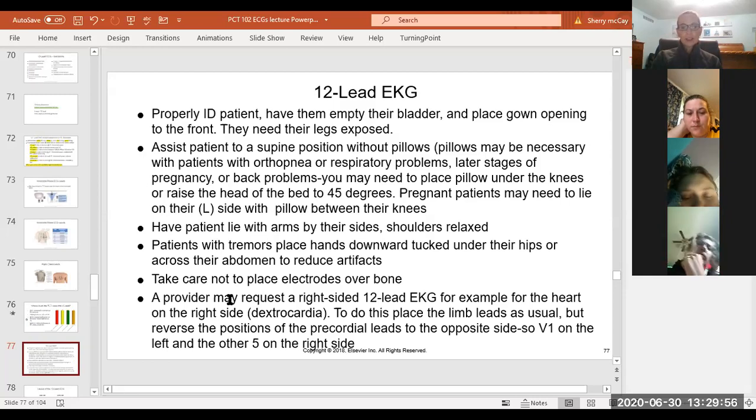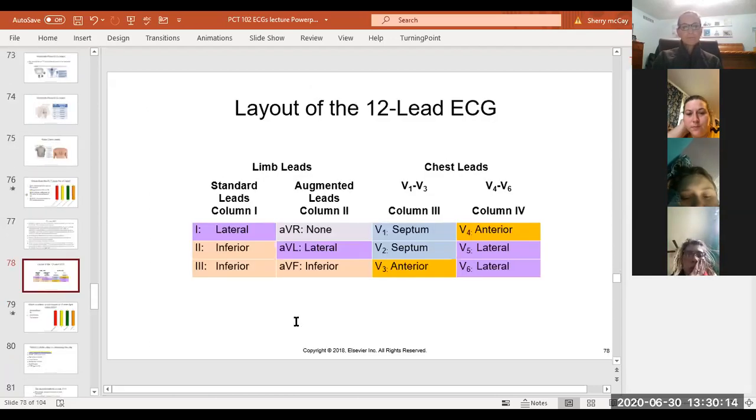And I talked about this already. A provider may request a right-sided 12-lead EKG if the person might have their heart on the right side, or dextrocardia. To do this, you're going to place those limbs as usual, but you're just reversing. Okay. Here's all your leads, the layout of the 12 lead. Okay, so you've got your 1, 2, 3, you've got your AVRs, and your Vs are all on there. Okay, so those are all nicely done on page 132.